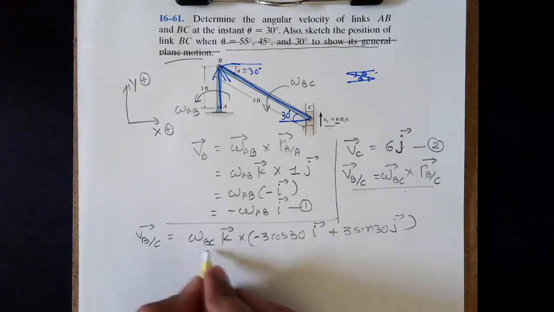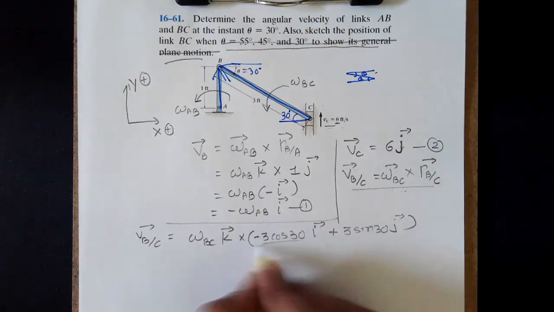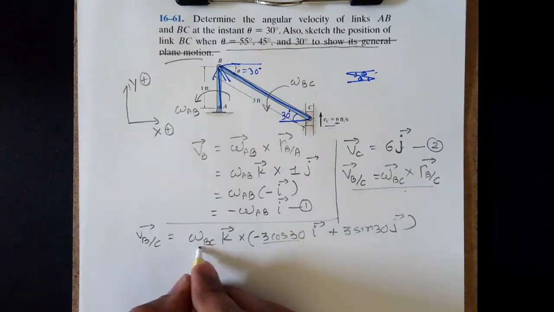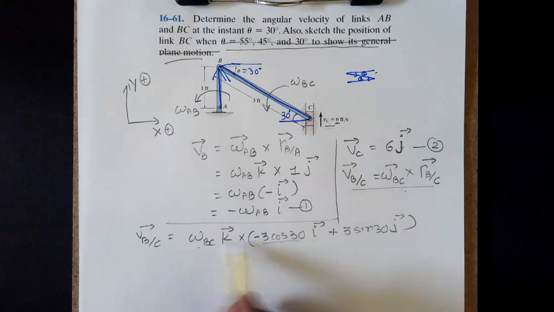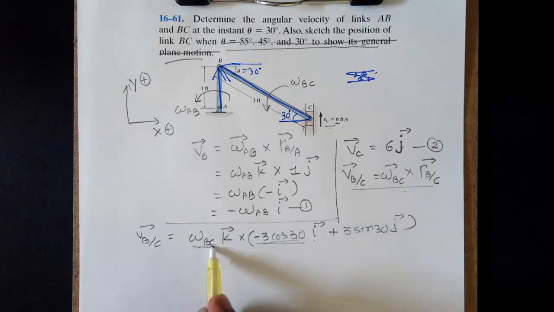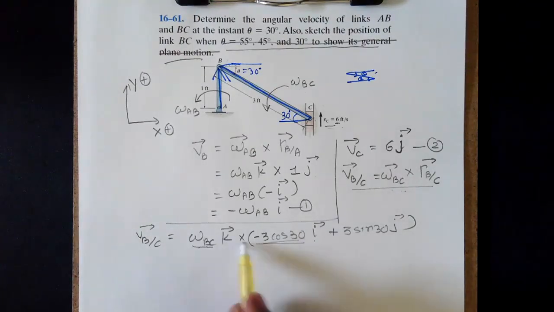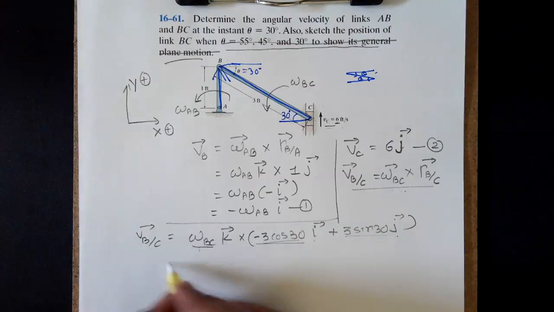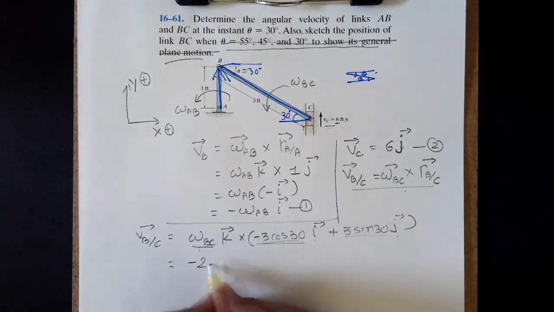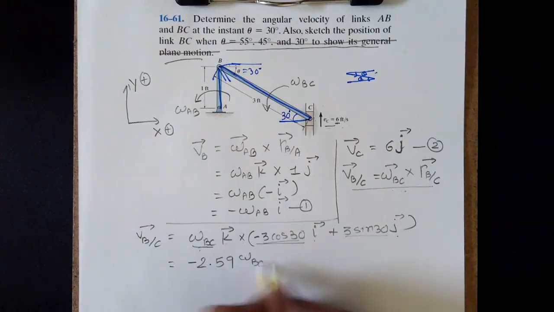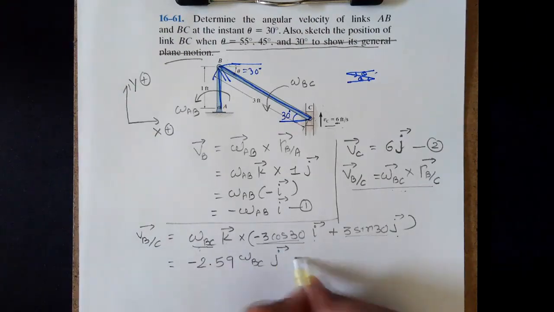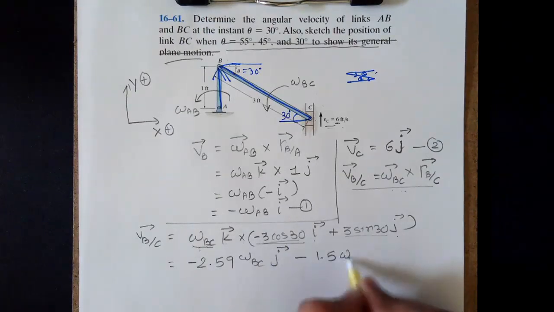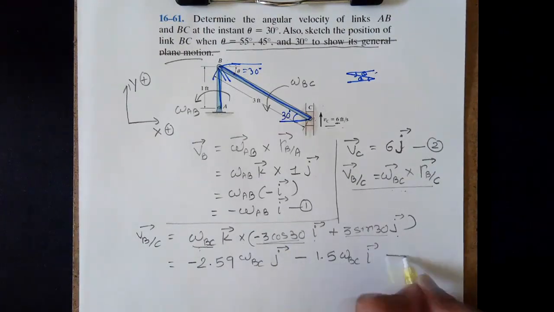And then you can multiply 3 with cosine 30, that constant you multiply with omega BC, and then you can separate this cross product. So it's k cross i multiplied by this constant multiplied by omega BC, plus k cross j, again multiplied with 3 sine 30 and omega BC. So when you do this yourself, you'll find that this is 2.59 omega BC j minus 1.5 omega BC i, and that's our equation third.